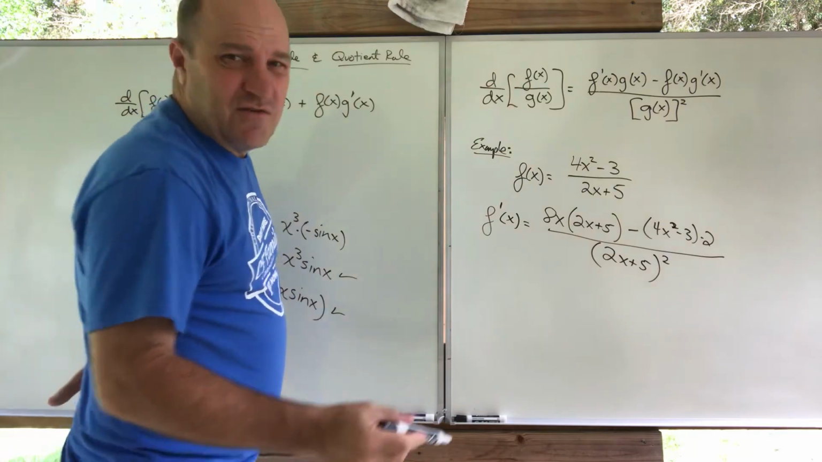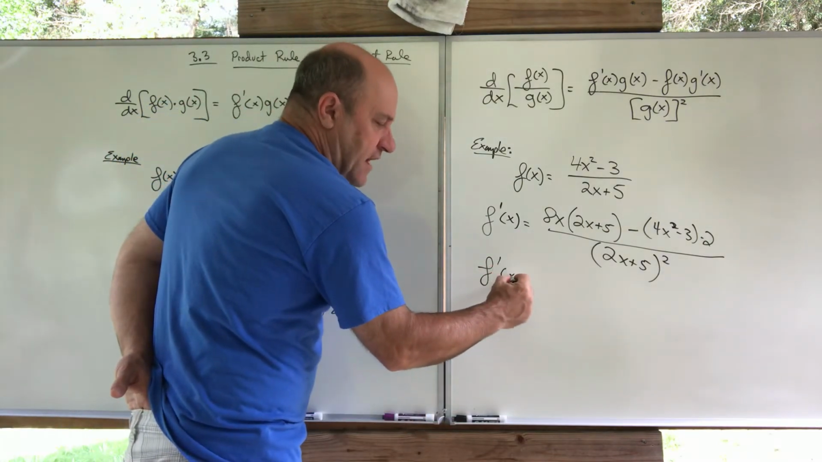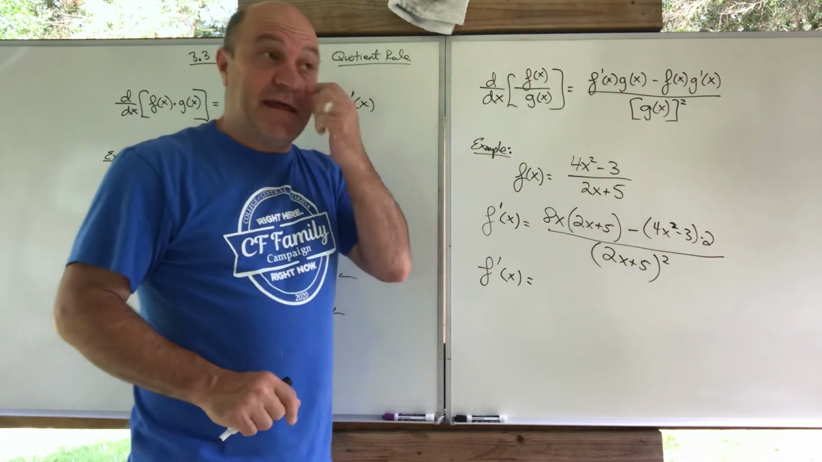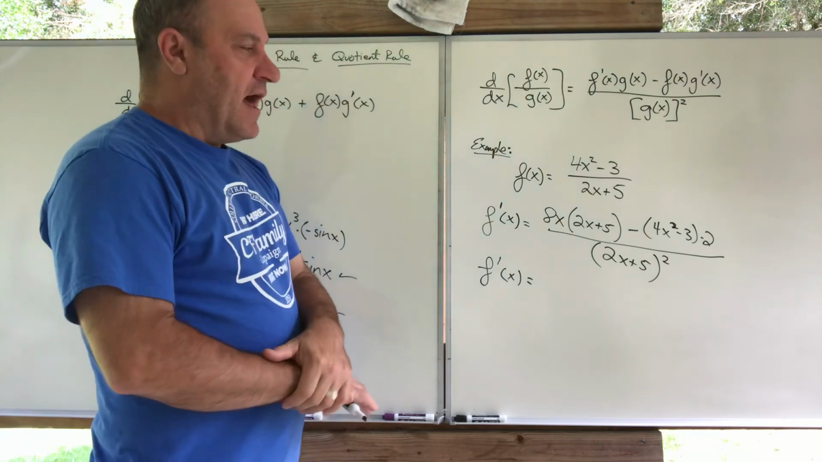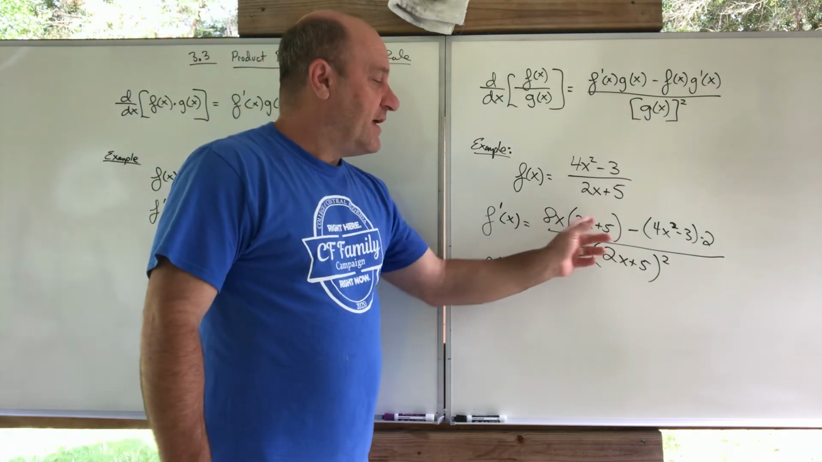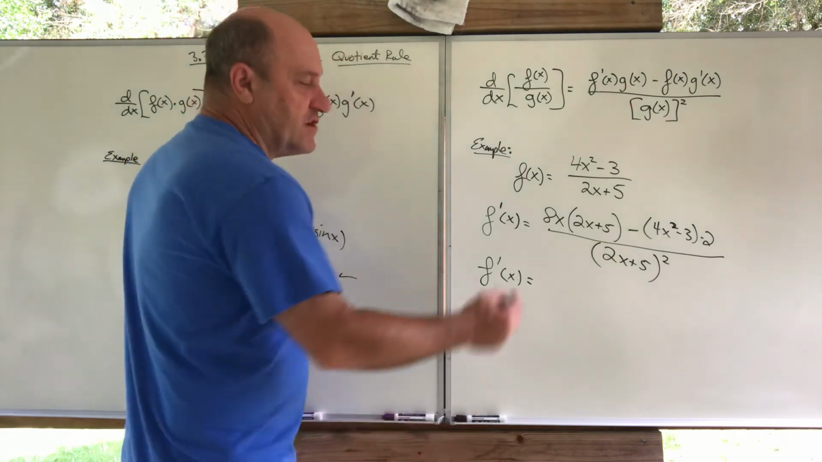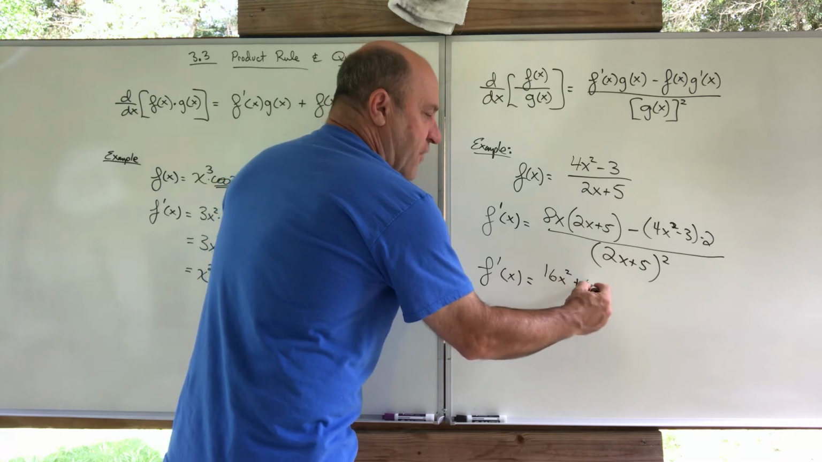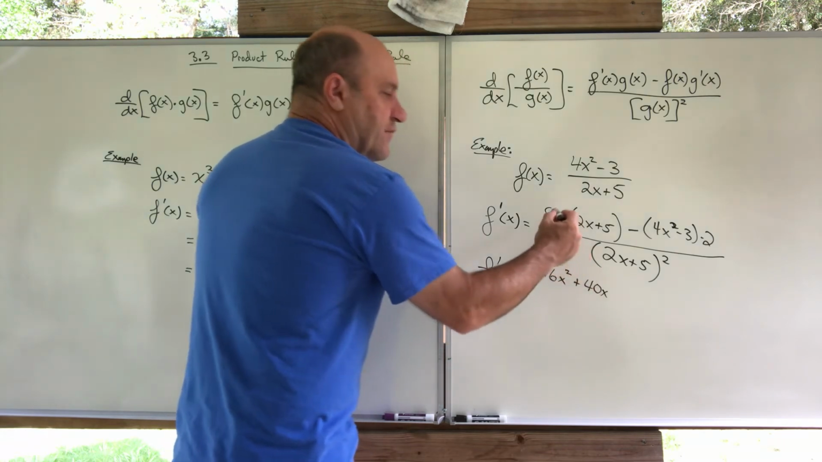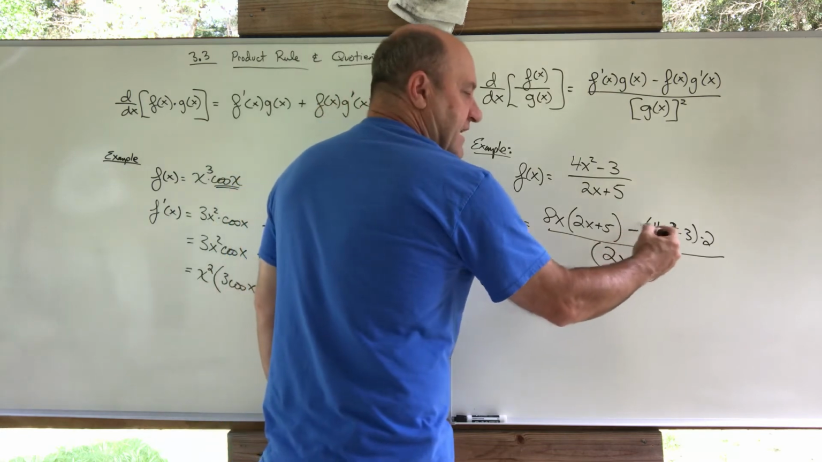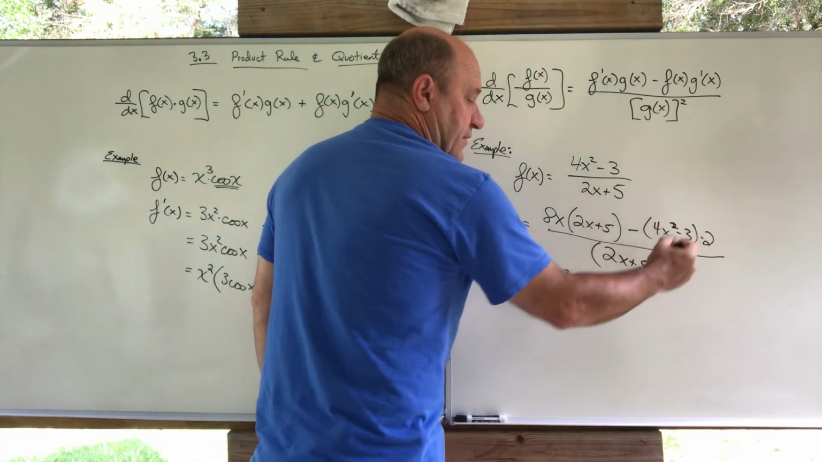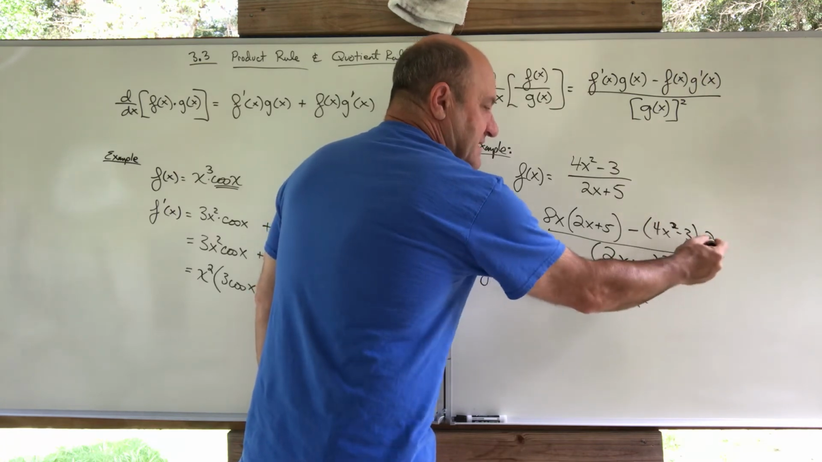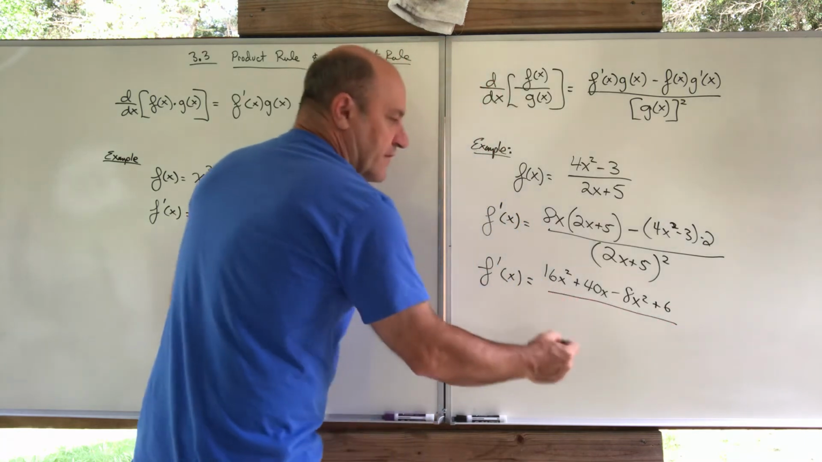What I usually don't like to do, there's usually never a reason to FOIL out that denominator. I see some students do that, but I don't really see a reason to FOIL out that denominator. That doesn't usually help clean it up at all. What I do like to do, though, is distribute this numerator. I like to clean up that numerator. So if I distribute the 8x, I will have 16x squared plus 40x. I think I did that right. Distributing the 8x, and then distribute this negative sign through here and multiply that 2 through there. That'll be a negative 8x squared and a positive 6 all over this denominator squared.